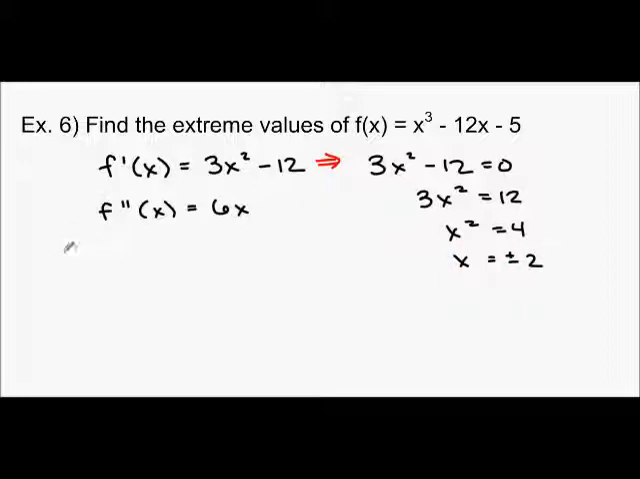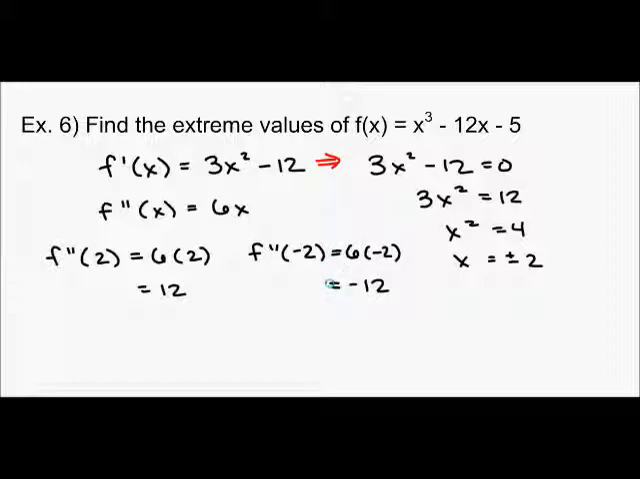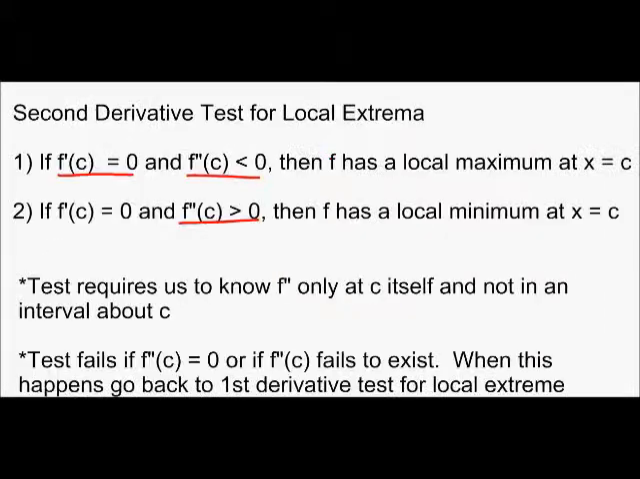Okay, so f double prime of 2 is 6 times 2, which is 12, and f double prime of negative 2 is 6 times negative 2, which is negative 12. And looking back at our derivative test here, when the second derivative is negative, less than 0, I have a local max at that point.